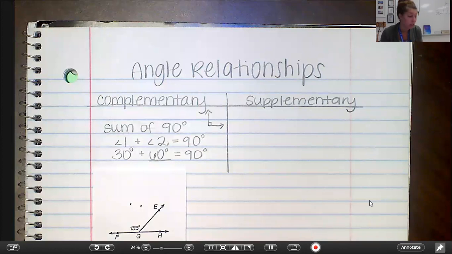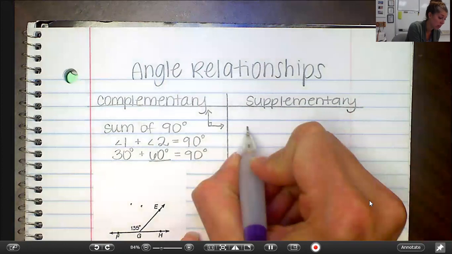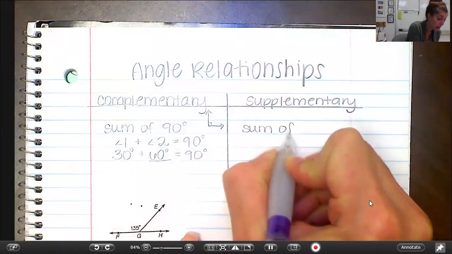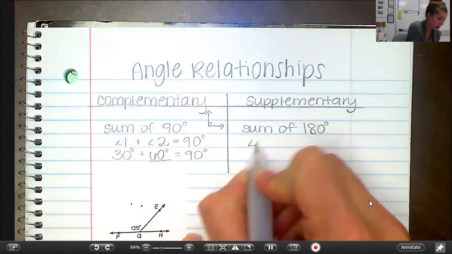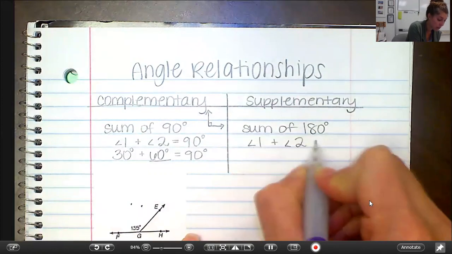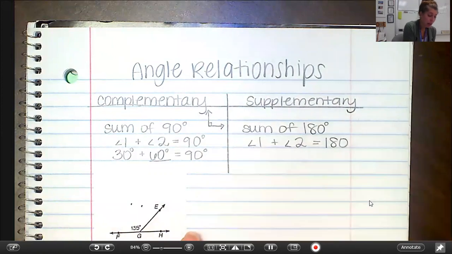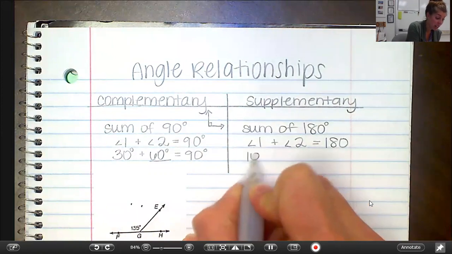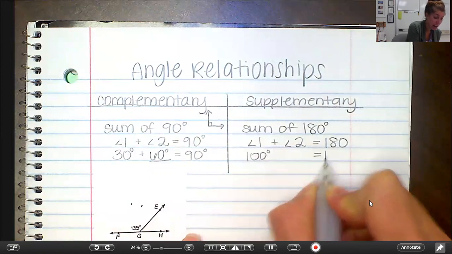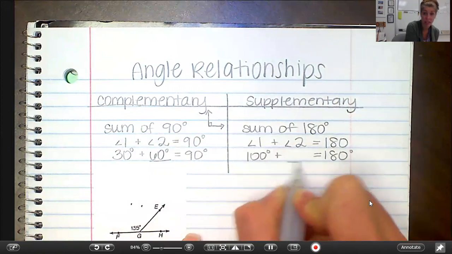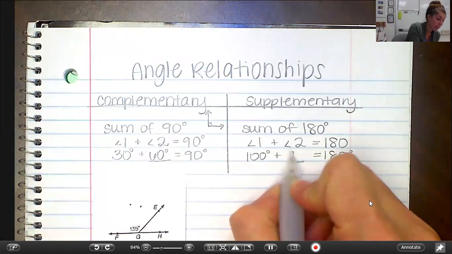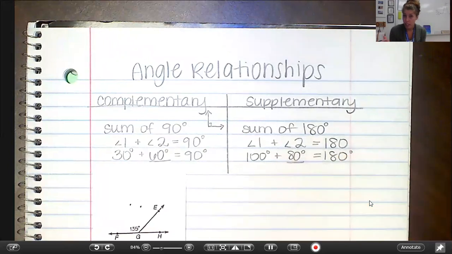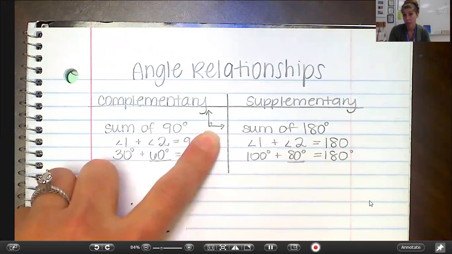Supplementary angles are angles whose sum is 180 degrees, okay? So again, if I have two angles, if I know that angle 1 is 100 degrees, and I tell you they are supplements to each other, instantly I know that the second angle would be 80 degrees to form that. Now you may not think that there's a visual way to see it right away, but there is.